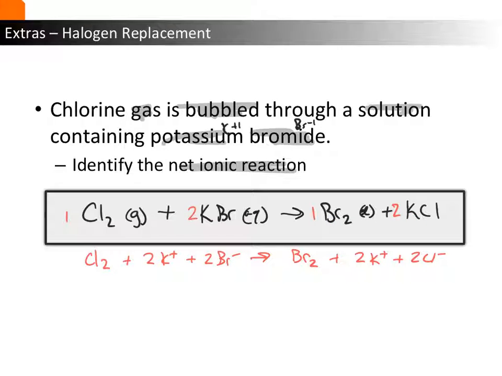And now I go in with a different color and I eliminate anything that's equally abundant on both sides of the reaction. And you've got 2 potassium ions on both sides, and those have eliminated. Now I rewrite this with those 2 eliminated, and you get the net ionic reaction. And once you clean it all up, this is what you have in blue. This is the net ionic reaction for this halogen replacement.